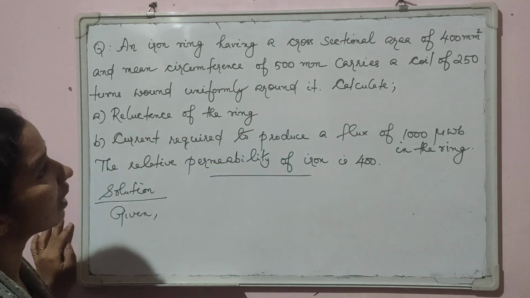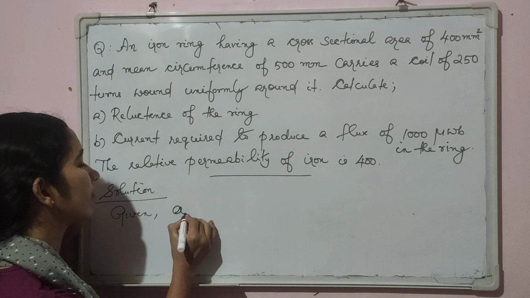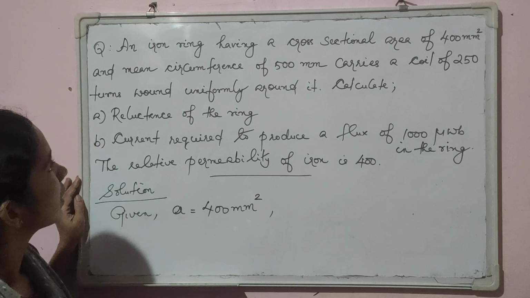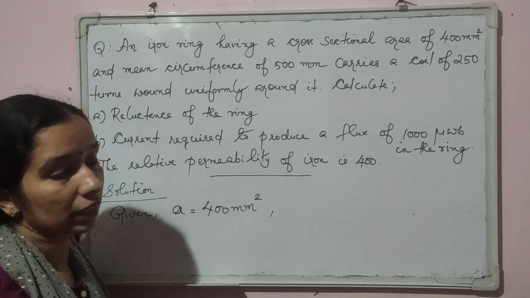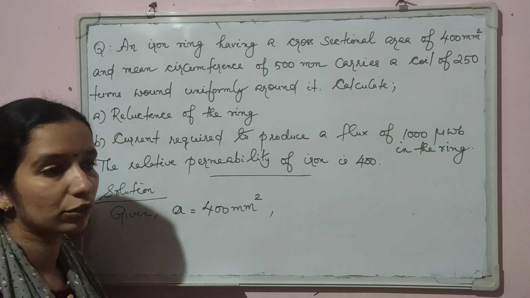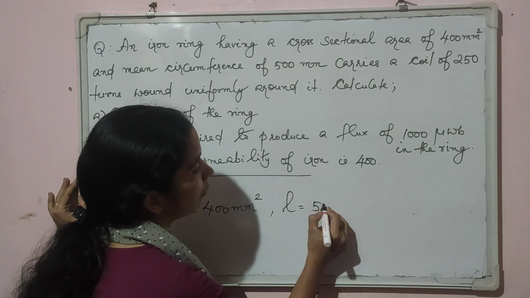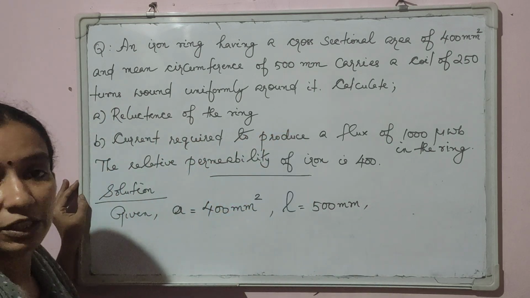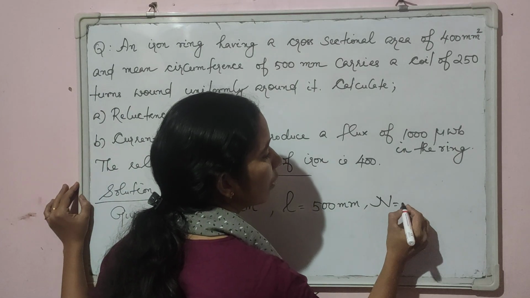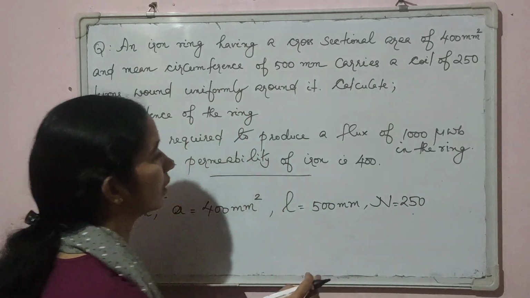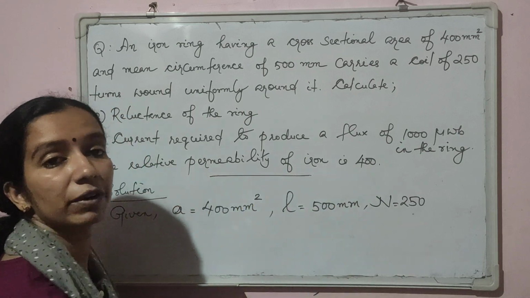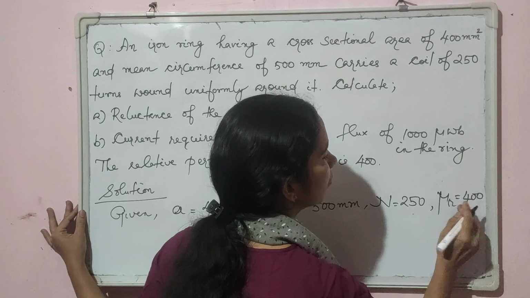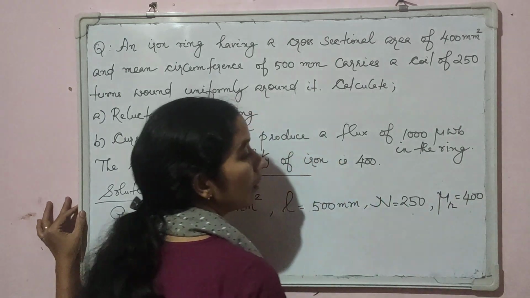Given the cross-sectional area of the iron ring, that is area of cross-section is 400 mm square. Then the circumference of the ring is nothing but the total length of the magnetic path, which is given as 500 mm. Then the coil is having 250 number of turns. So N is equal to 250, and it is also given that the relative permeability of iron is 400. That is mu R is equal to 400 for iron.